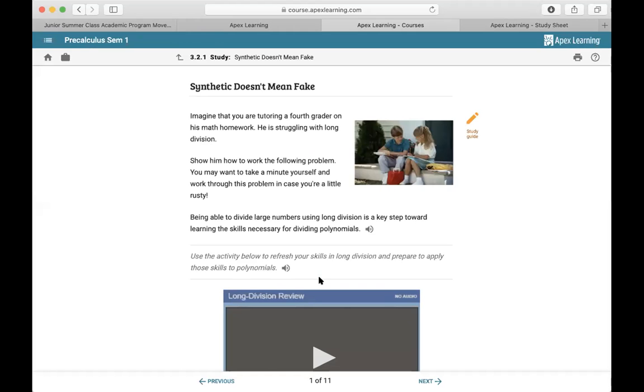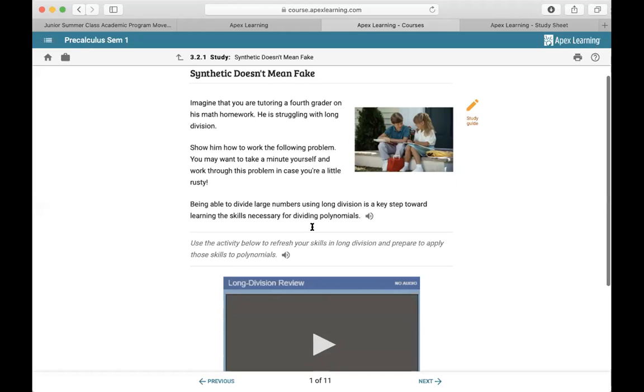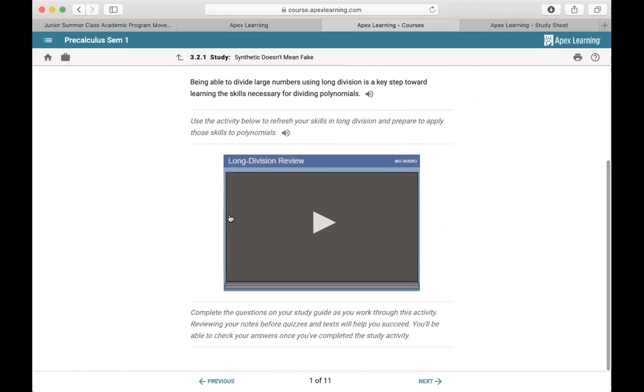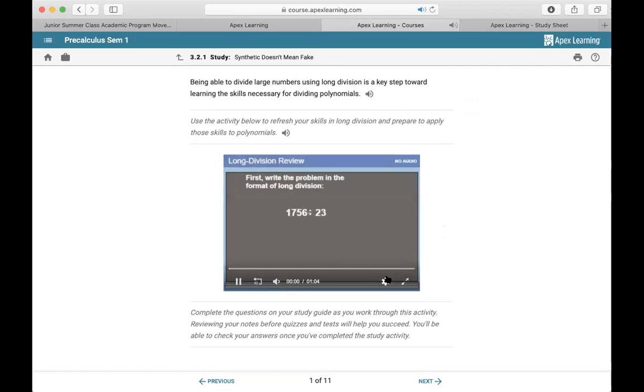Titled synthetic doesn't mean fake. Okay, so if we go back through here, one of the theorems is going to be based a lot on long division. Okay, so I want to have us watch this video together to remind us what long division actually is, because I know it's probably been a while since you've had to do this.